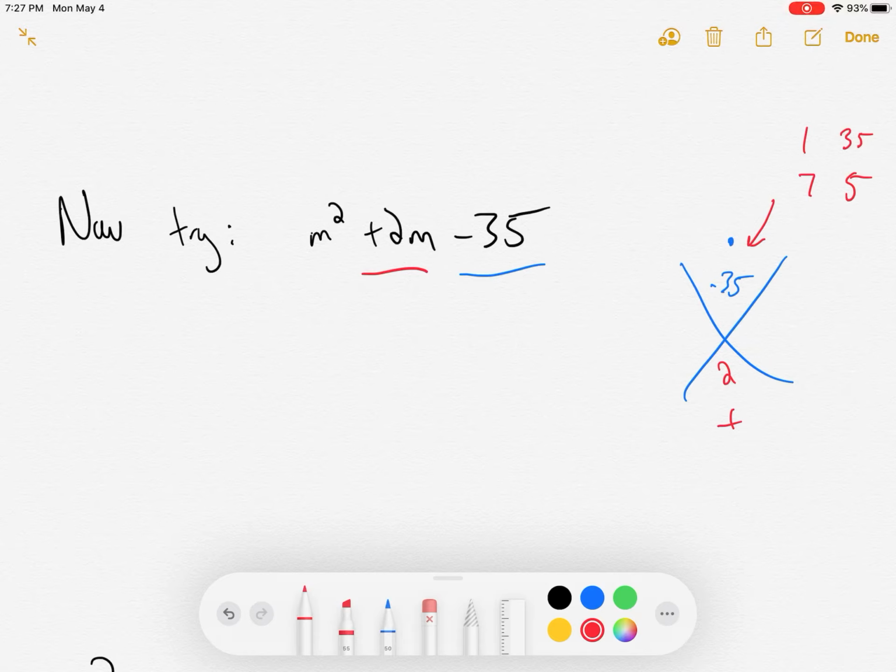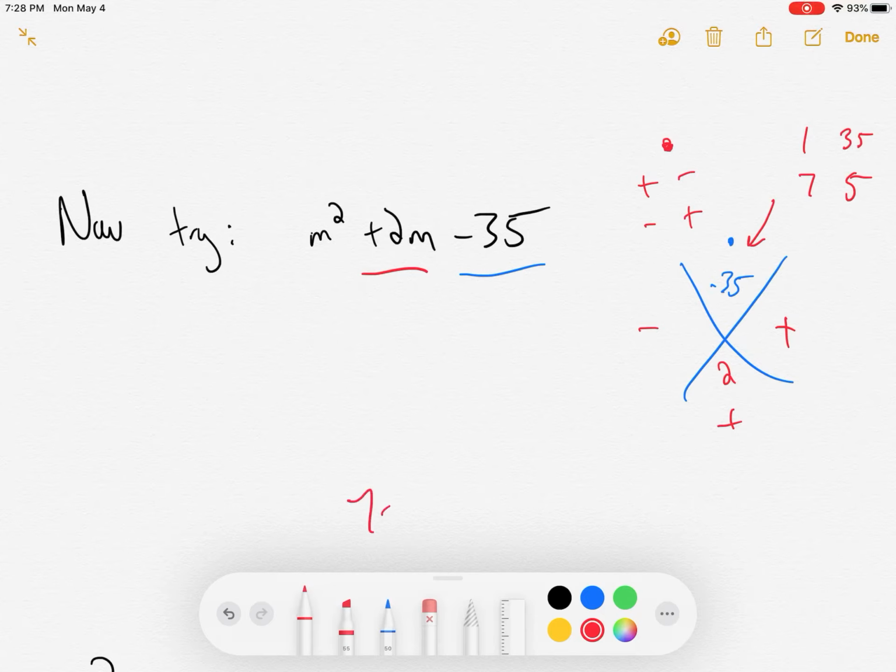And they got to multiply to be a negative. If they multiply to be a negative, it can be a positive times a negative or a negative times a positive. So I need one of these answers to be negative and one to be positive. Now we got to think, well, how can I make positive 2 by adding and subtracting? Well, we could do 7 minus 5. 7 minus 5 is 2.